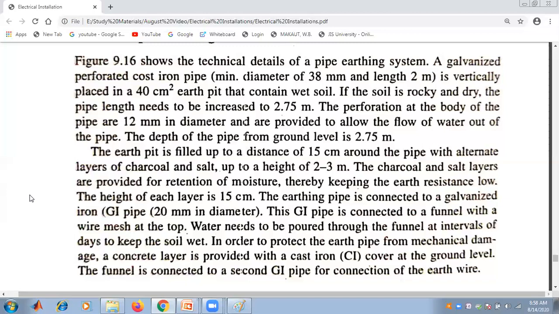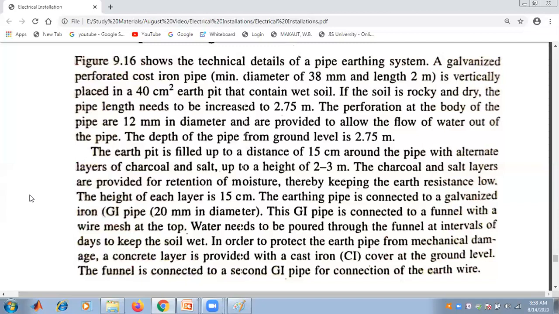The earthing pipe is connected to a galvanized iron or GI pipe of 20 millimeter diameter. This GI pipe is connected to a funnel with a wire mesh at the top.